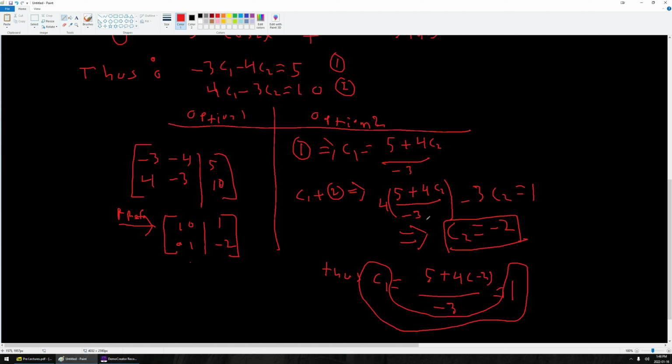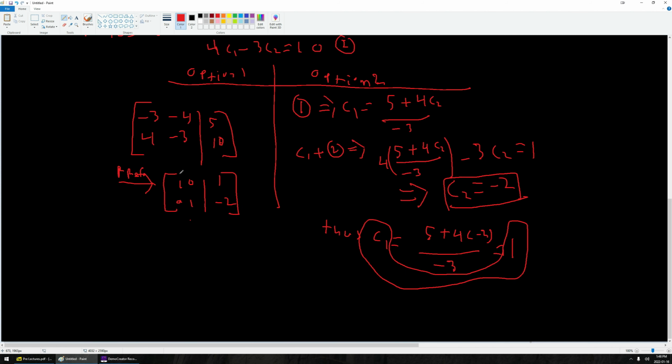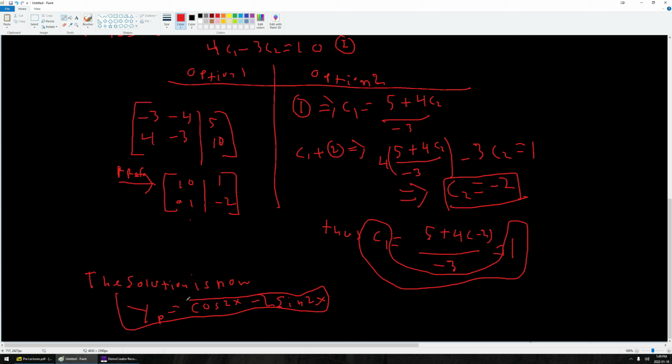Okay, so here, since I found C1 and C2, I can thus go back over here and say, hey, I now have a solution, right? So I can say the solution is now going to be simply y sub p is equal to, so C1, so just cosine of 2x, minus 2 sine of 2x. Okay, it's a good idea to check your answer at this point.